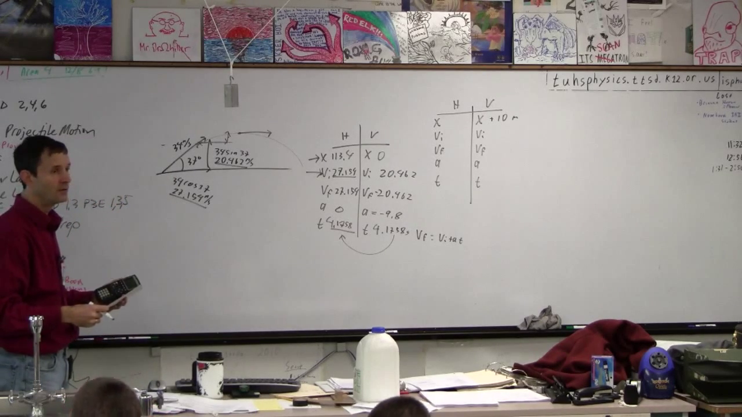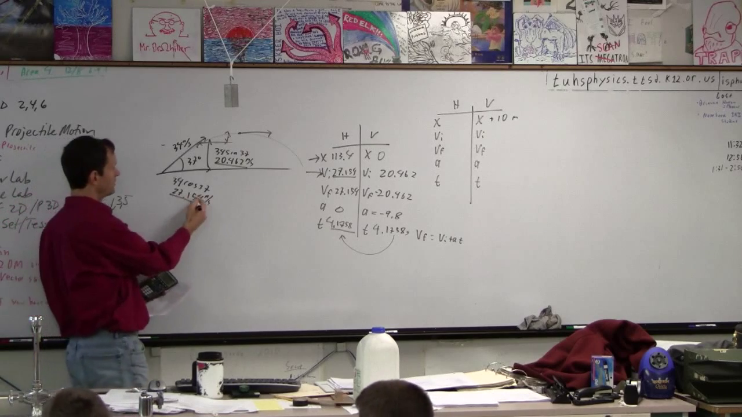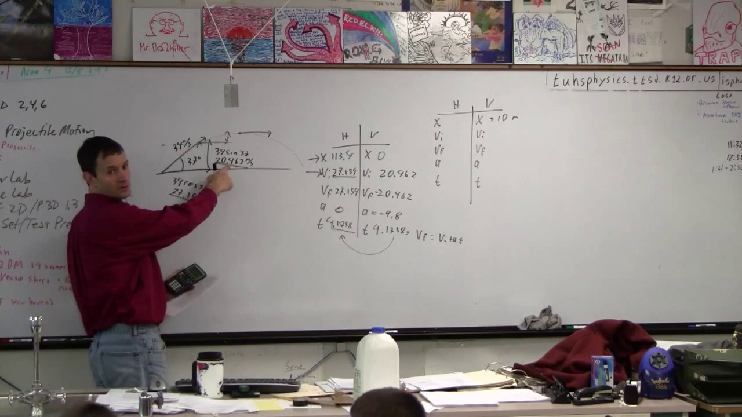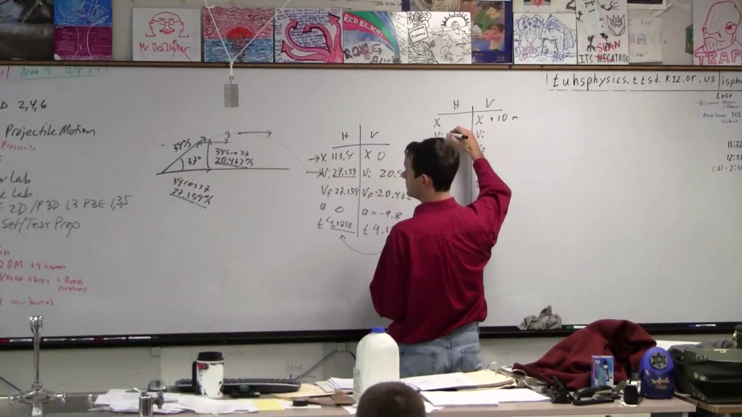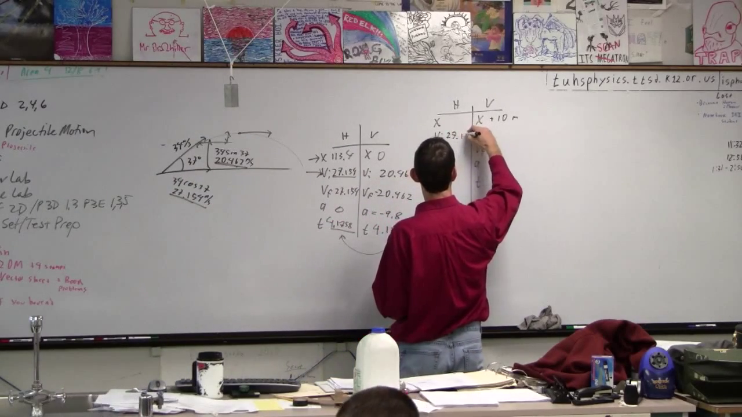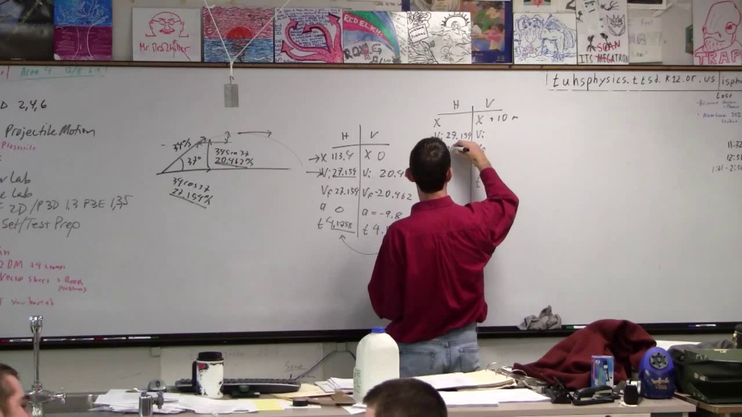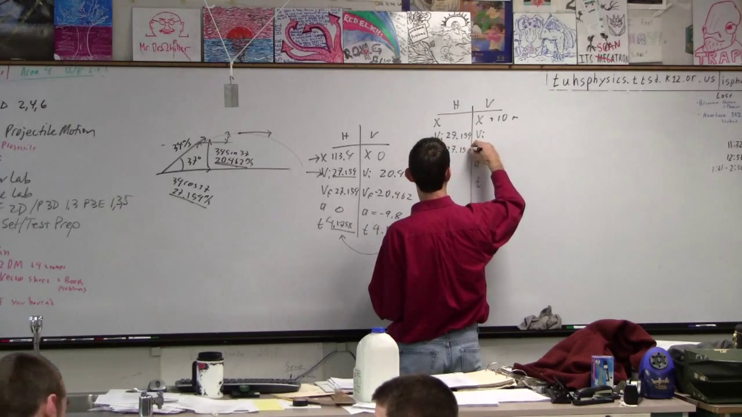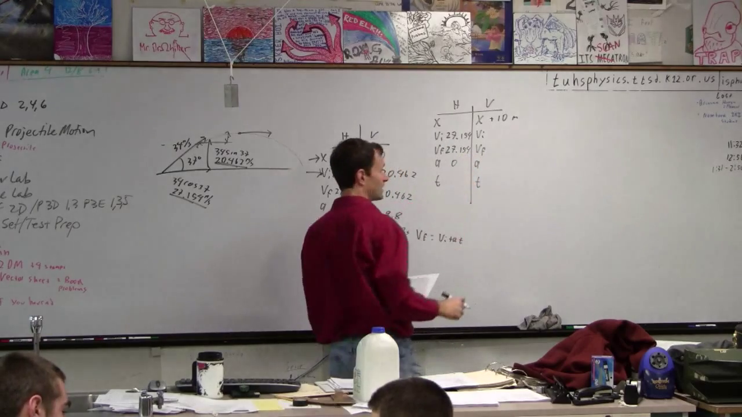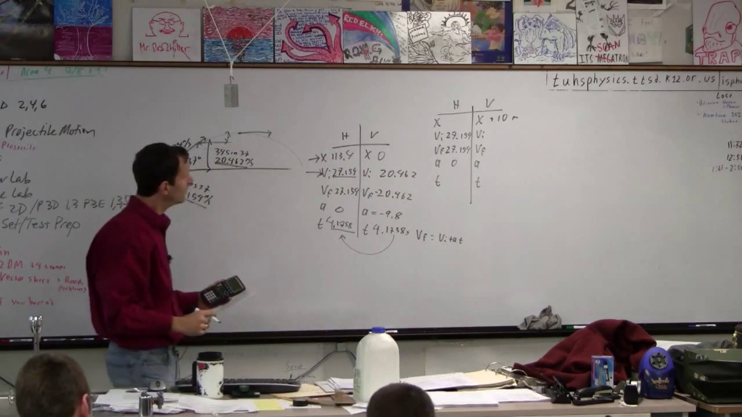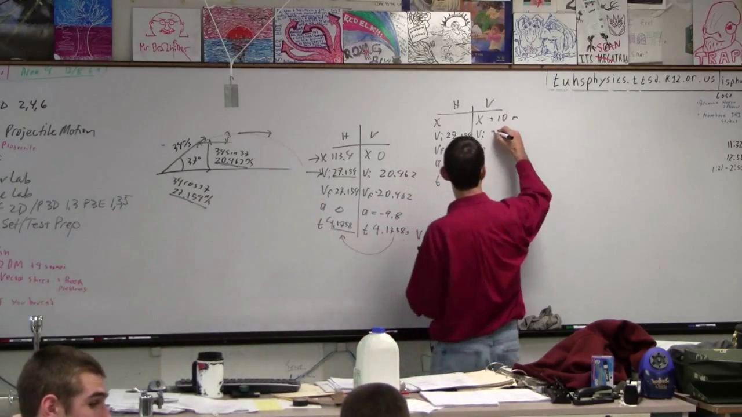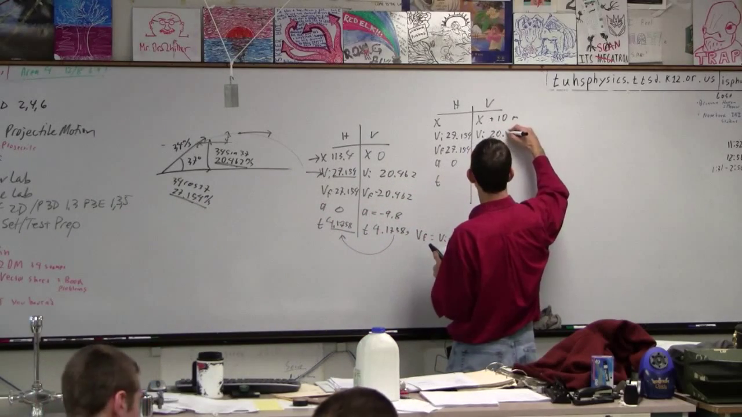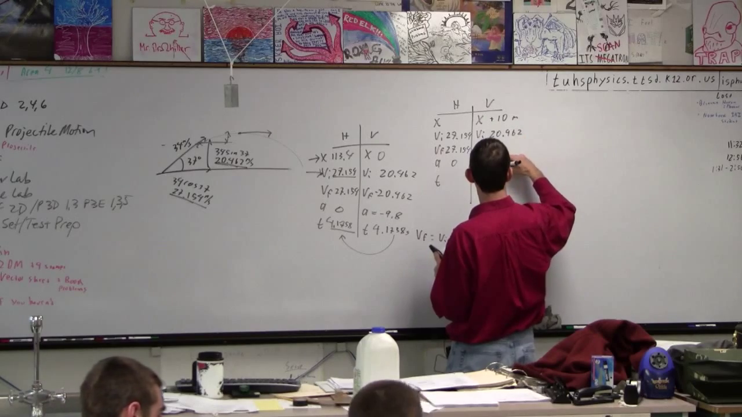What else do we know? Can we use the same launch components? I think so. So this is going to be 27.154. It will always have a velocity of 27.154 because it doesn't accelerate horizontally. How about our initial vertical? We can use that, 20.462. This is negative 9.8.